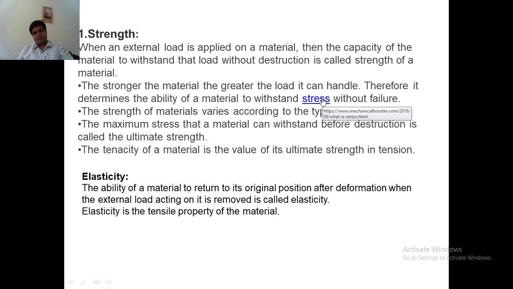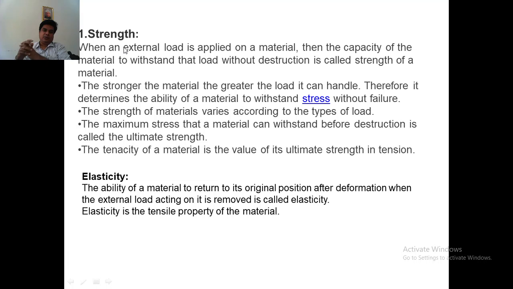Stress is when you apply the load on that material over the area, and when you apply more and more load, it cannot hold. That means when the load increases more than the capacity of the material, it will fail. So when the load increases more than the strength of the material, it collapses or fractures. Remember that strength is the capacity of the material to take the applied load.